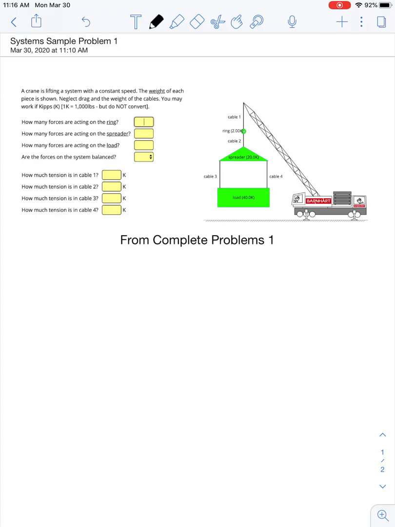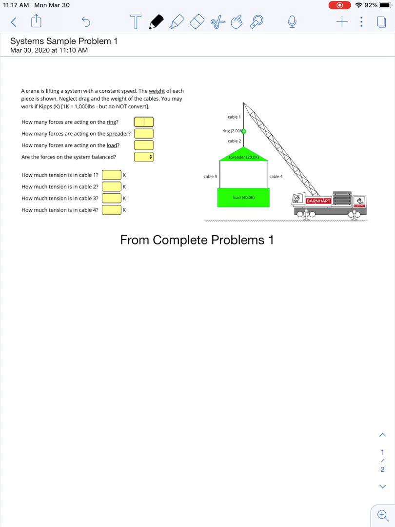Hey guys, here is a quick problem from Unit 7 Systems. I want to work out how to approach this problem because I think it's pretty representative of the type of problems that you'll do. And if you understand this, you should be able to do a lot of other stuff.